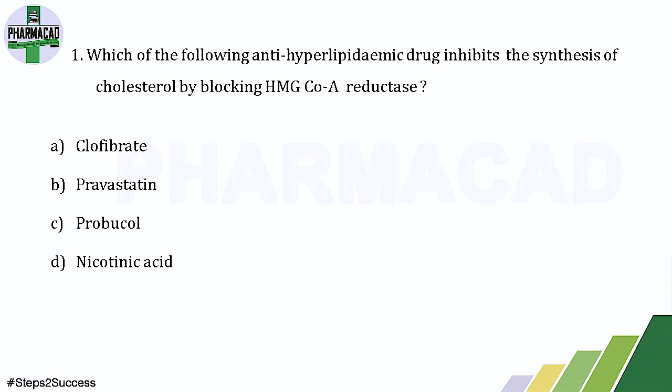The first question says: which of the following anti-hyperlipidemic drugs inhibits the synthesis of cholesterol by blocking HMG-CoA reductase? Okay, so the question here is inhibition of cholesterol. Now, to answer this question, you must know the classification as well as the mechanism of action of the anti-hyperlipidemic drugs. The options here are clofibrate, pravastatin, probucol and nicotinic acid.